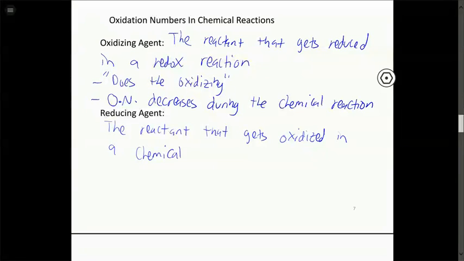Which means it's the reactant that's losing electrons. This is the species that does the reducing. Then that means the oxidation number increases during the reaction.